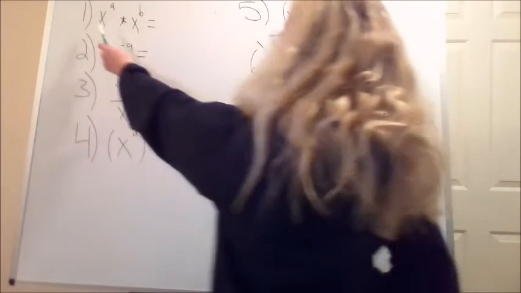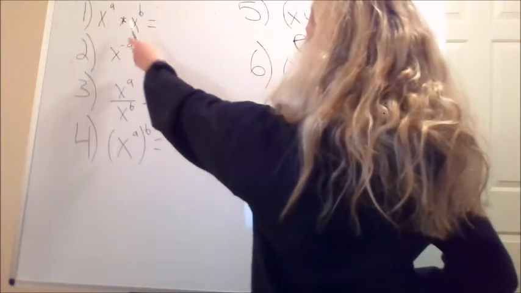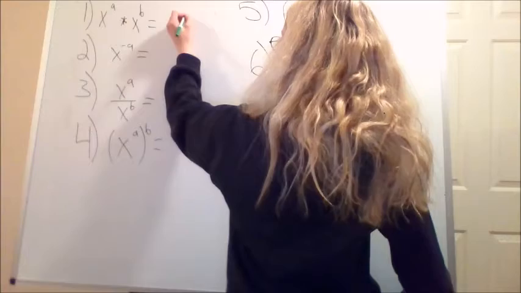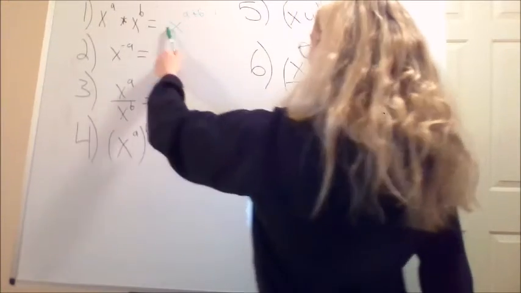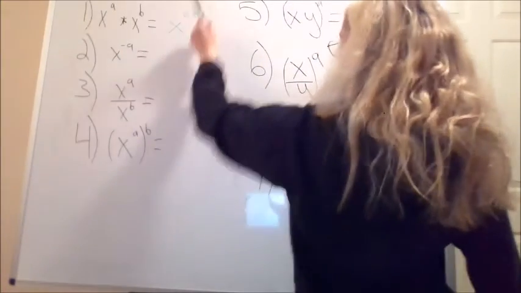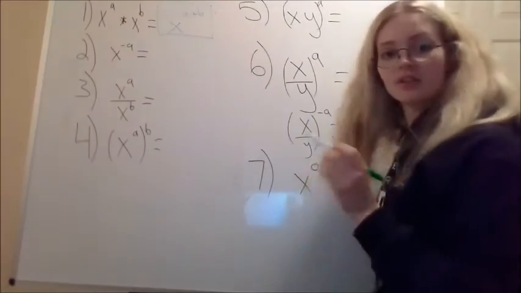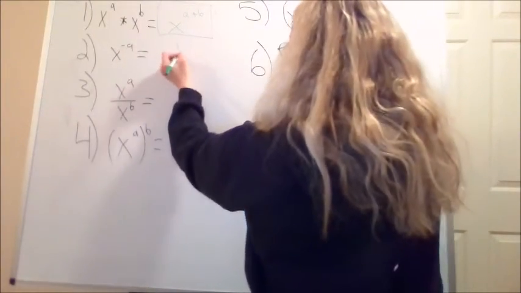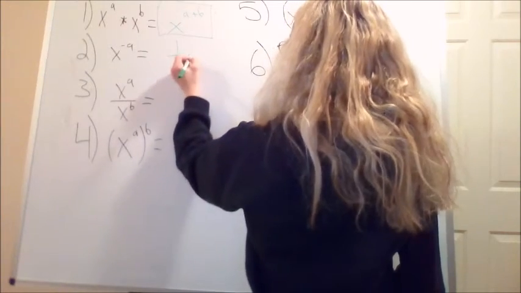So the first thing is if we have x to the power of a times x to the power of b, we can rewrite this as x to the power of a plus b as long as they have the same base, x. The second thing that you should know about exponents is that if we have x to the power of negative a, we can rewrite this as 1 over x to the a.